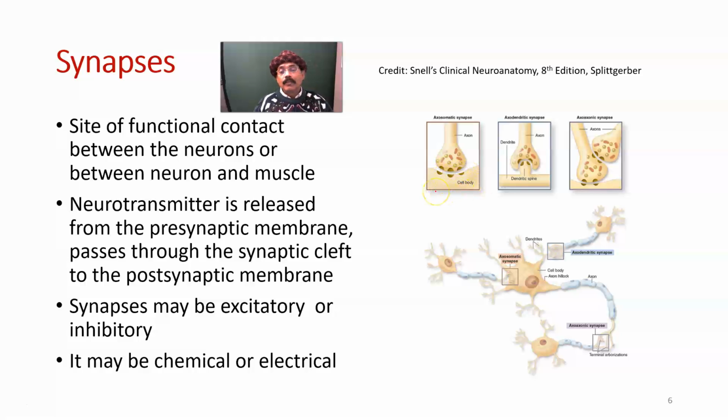Synapses may be excitatory or inhibitory. They may be chemical, needing a neurotransmitter like acetylcholine. They may be electrical, a connection between two cells by means of a gap junction, which is found mostly in newborns and fetuses. So synapses may be excitatory, inhibitory, chemical, or electrical.